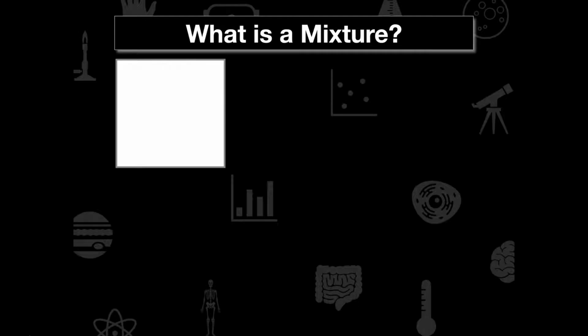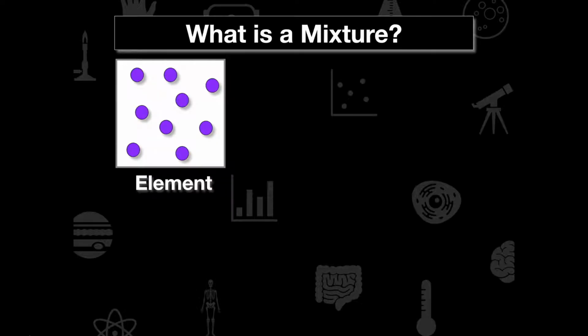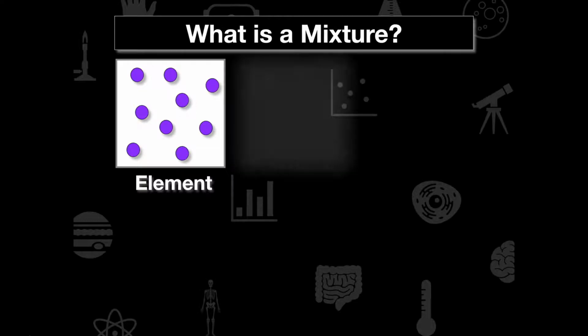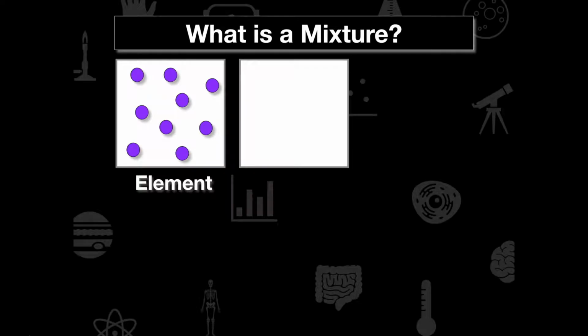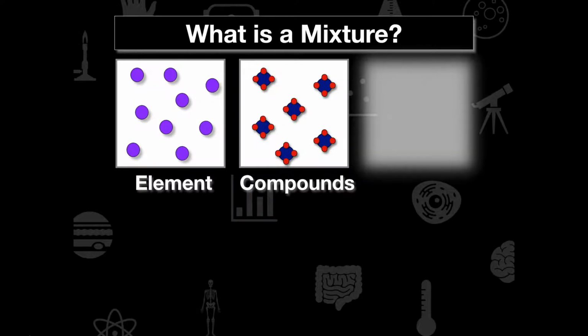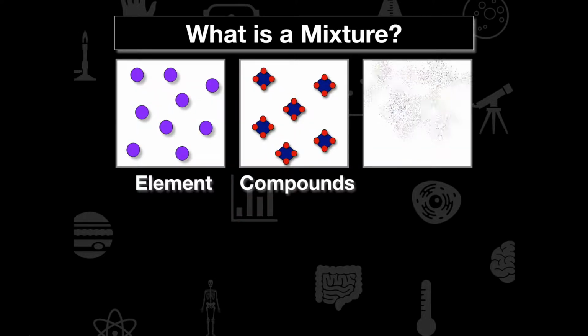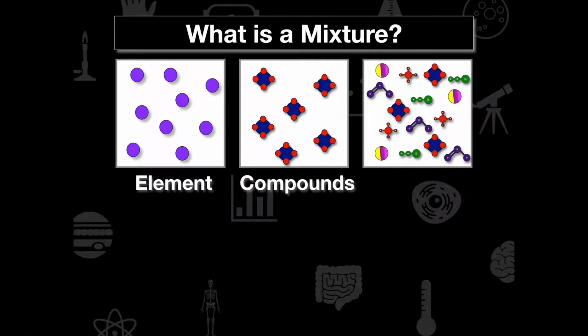Well, let's try to go through and remember what an element is. So let's say these purple dots here represent an element. Now an element is the smallest unit of matter, and these purple dots represent what we would call an element. Now a compound is when multiple elements come together and form a molecule. So this box here would represent compounds. Now, if we were to take elements, compounds, and different compounds of different compositions and put them all in the same rectangular box, well, this would be a mixture.